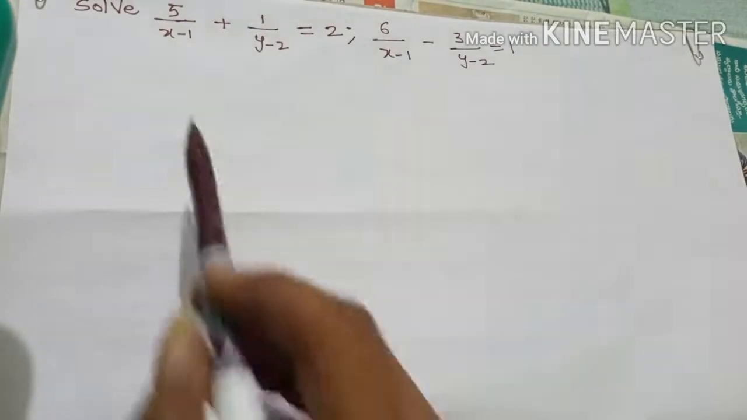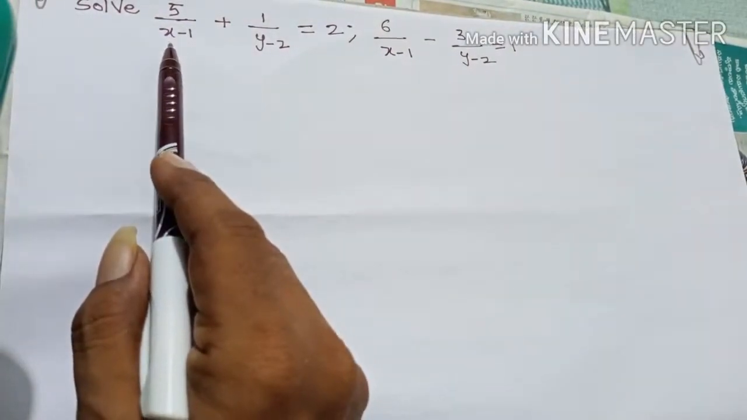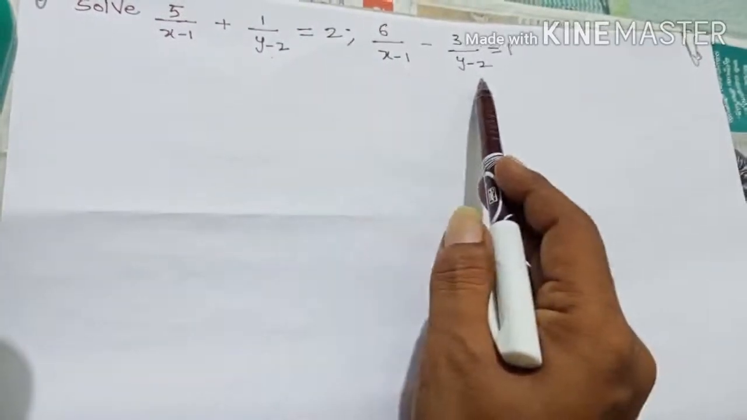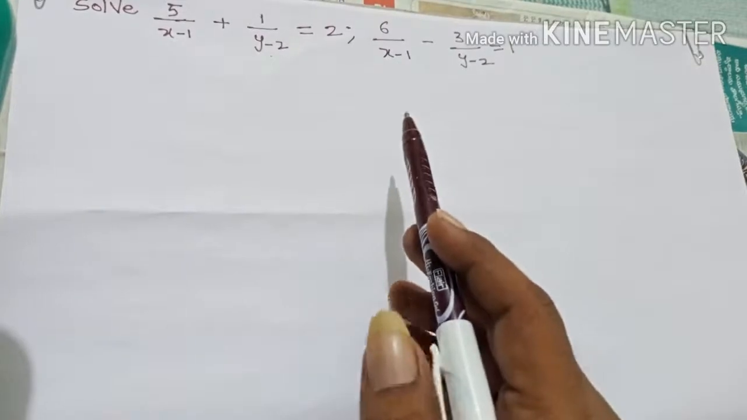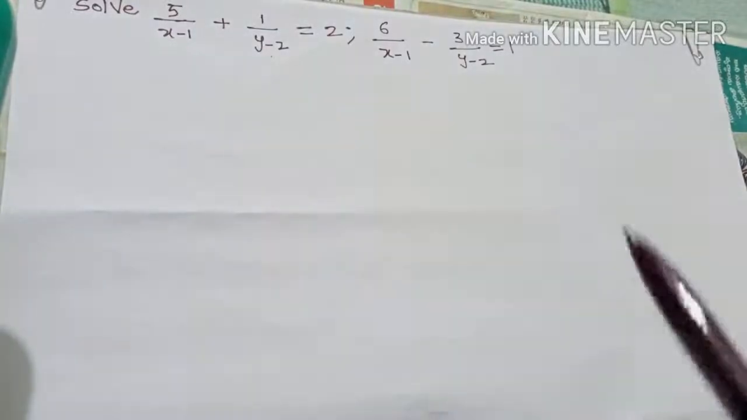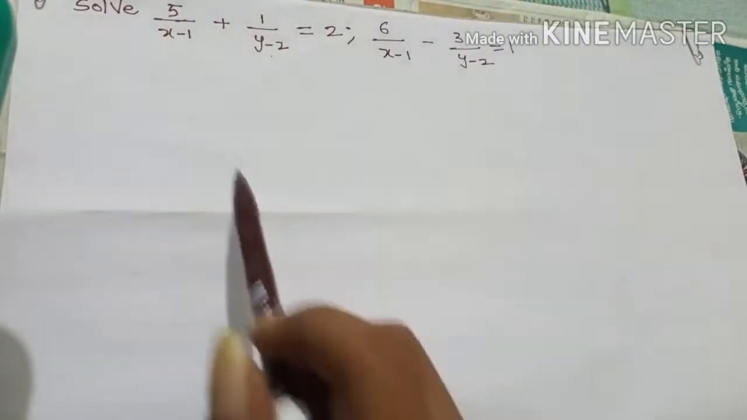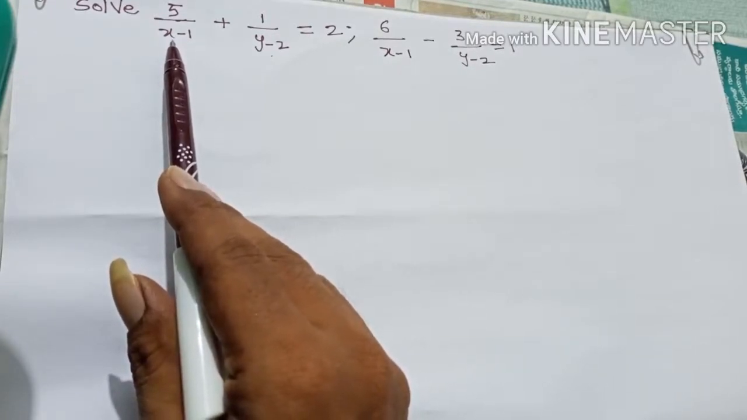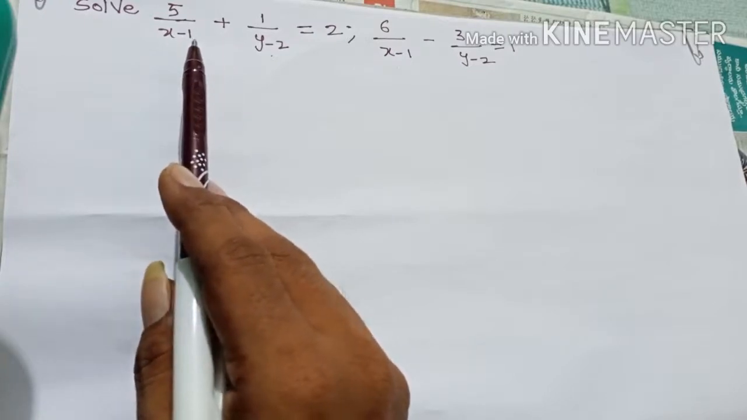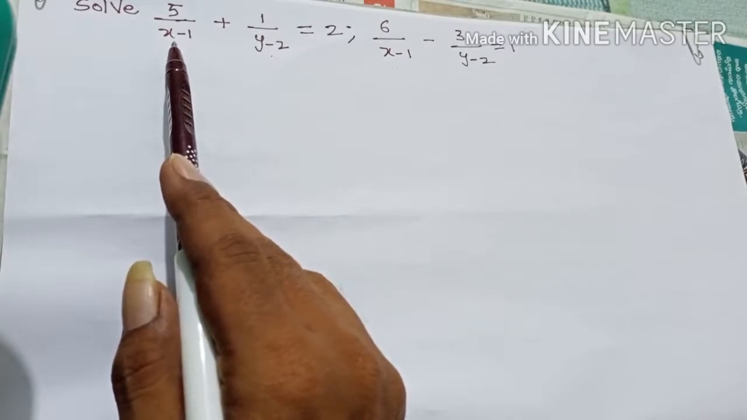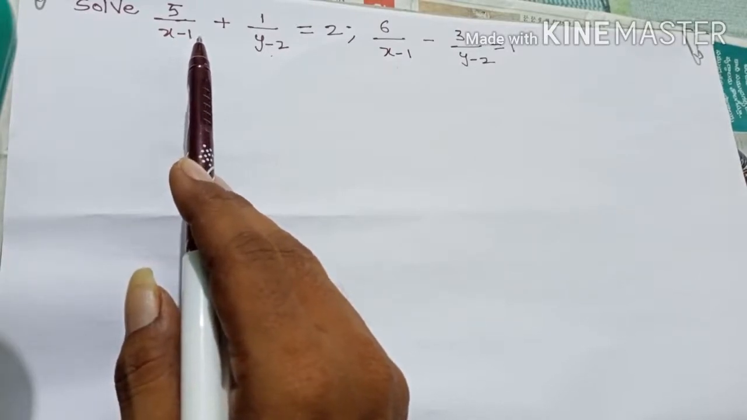If you observe here the denominators, here the denominator is x minus 1, here y minus 2, here x minus 1, here y minus 2. If you have observed cleanly, the denominators contain variables. Okay, so we have to remove the variables in place of denominators. So how can we remove these variables from the denominators? That is the question. So to remove the variables from the denominators, we have to opt substitution method.